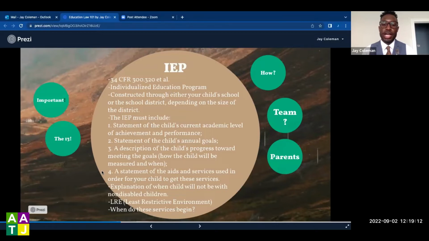A description of the child's progress towards meeting the goals. So that means, how will the child be measured? How are we going to know that the child is meeting the goals that we've set for them? How will we know that? And then when are we going to meet?